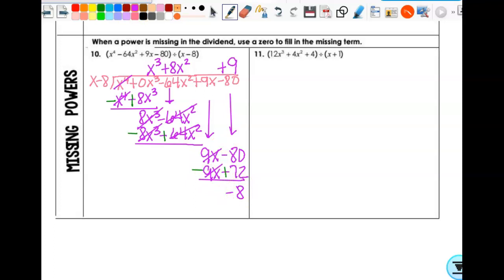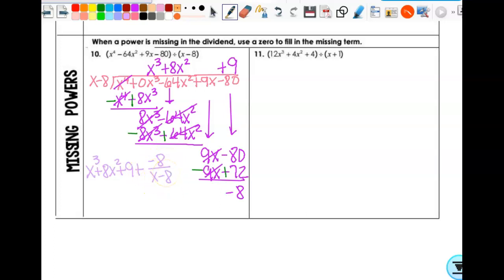So when I rewrite this, I could write it as x cubed plus 8x squared plus 0x plus 9, but you'll never see it that way. You don't need to, but that's basically what's happening here as well. So my final answer then is x cubed plus 8x squared plus 9 plus whatever the remainder is, which is a negative 8 over x minus 8.